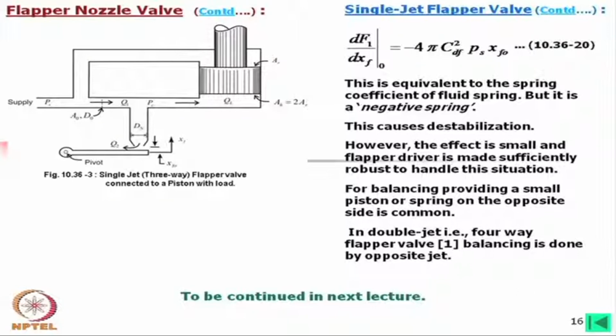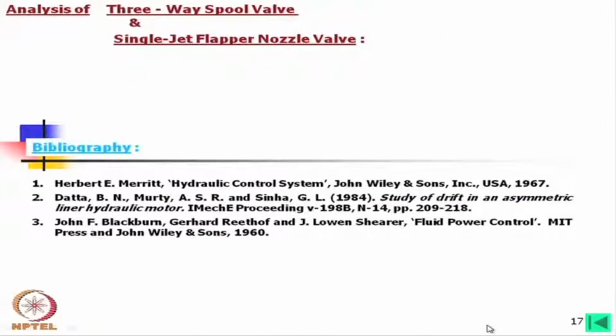Okay. Now, we shall discuss more about this flapper nozzle valve in the next lecture. For this lecture, I have mostly taken material from Merritt's book, Hydraulic Control Systems. Also, particularly to know about the drift, this paper is important. So, you can go through this paper, and there are some general ideas from the book of Blackburn, Reethof and Shearer. Thank you for listening.